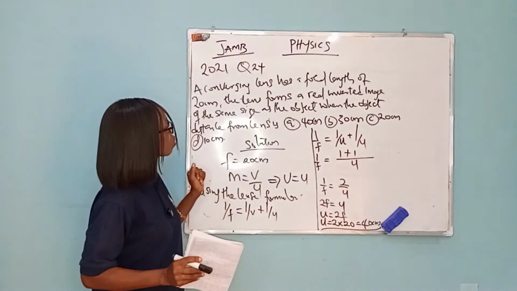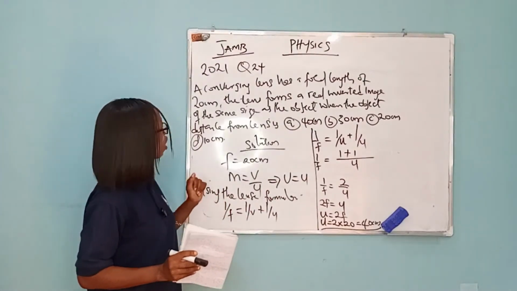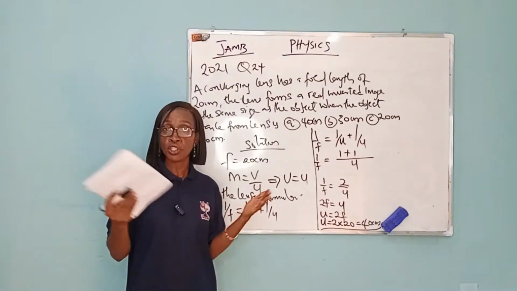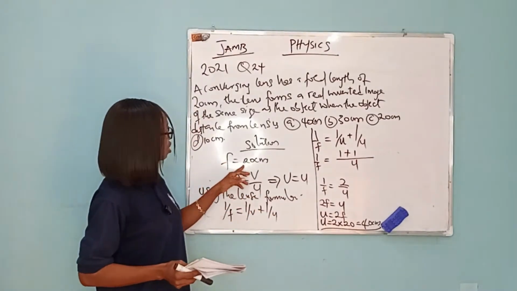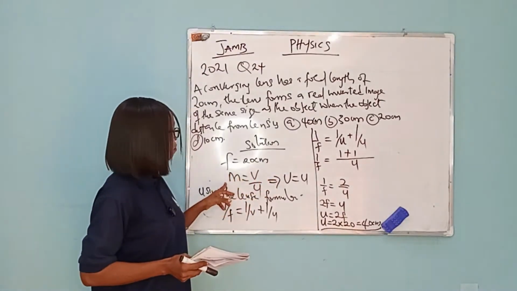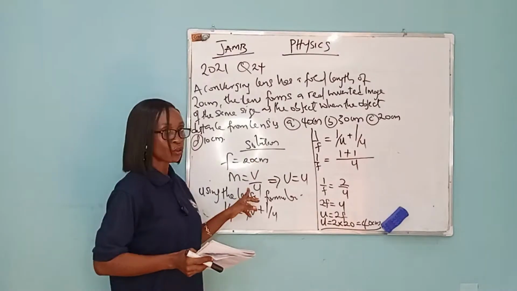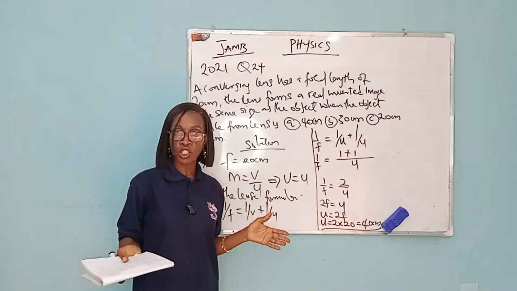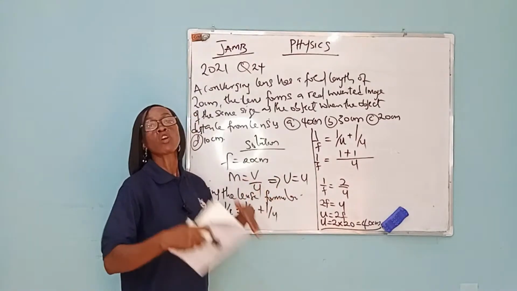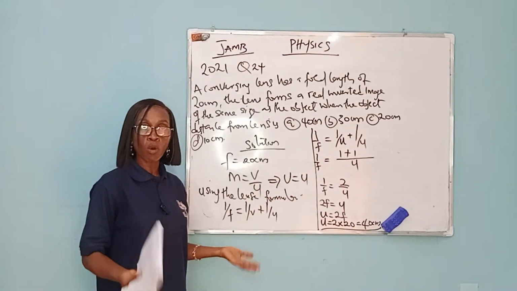Okay, when the object distance from the lens is... I also want to find the object distance, which is U. Now, F is given as 20 centimeters. And M is equal to V over U, from the formula for magnification. And I said V is equal to U.